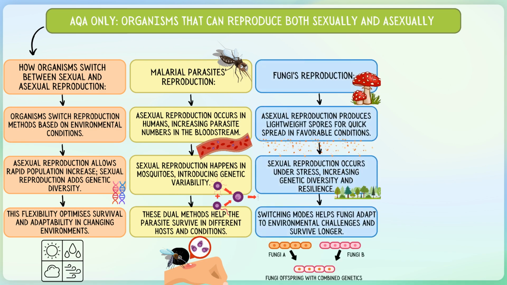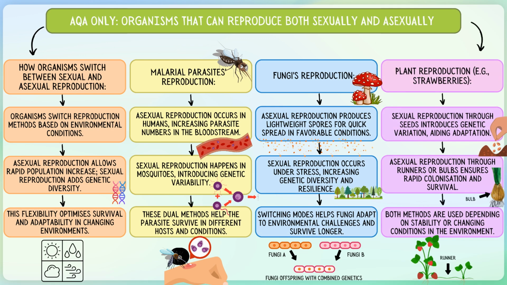Fungi reproduce asexually through spores for quick spread, and sexually under unfavorable conditions for genetic variation. Certain plants, like strawberries, use runners for asexual reproduction to quickly colonize areas and seeds for sexual reproduction to adapt to new environments. These dual strategies offer pros and cons. Asexual reproduction allows rapid growth but lacks genetic diversity, while sexual reproduction enhances adaptability but is slower and more resource intensive. Overall, understanding these flexible reproductive strategies reveals how organisms like malarial parasites, fungi and plants thrive in varying conditions and informs our understanding of evolution and survival.